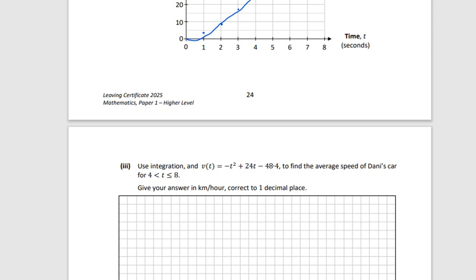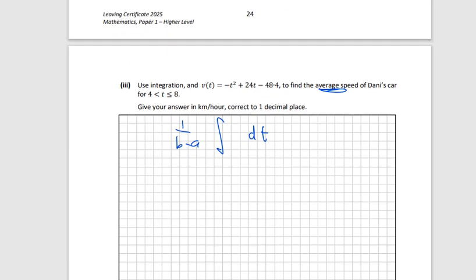Use integration to find the average. Okay, so that's where we do 1 over b minus a, times the integral of whatever it is, dt. So a and b will just be the 4 and the 8. So it's 1 over 8 minus 4, and that will end up giving us 1 over 4. And then we integrate minus t squared plus 24t minus 48.4, between 8 and 4.